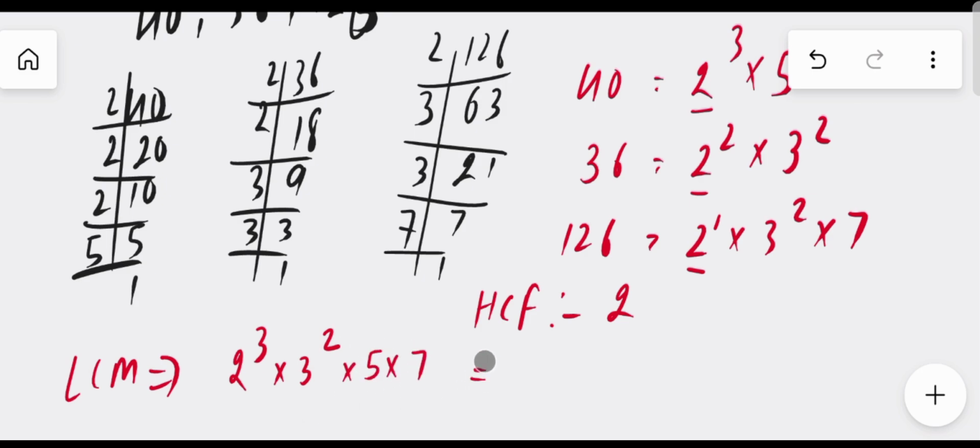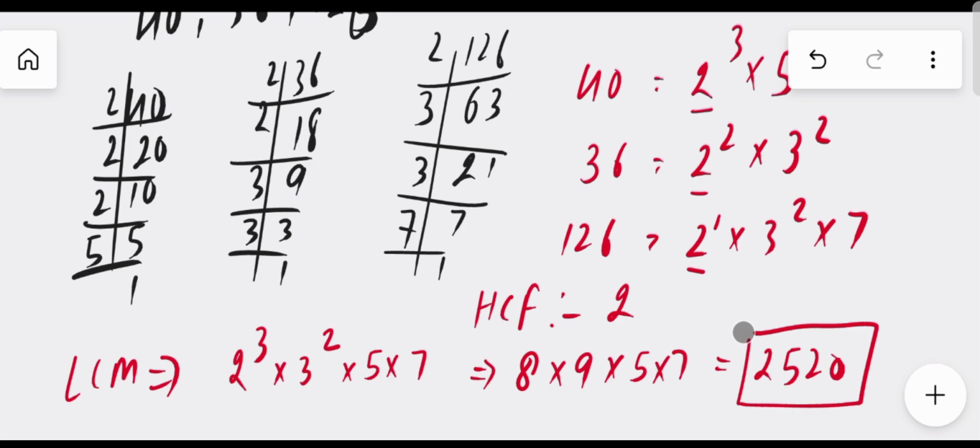So what is 2 raised to the power 3? That is equal to 8. 3 raised to the power 2 is 9, and then 5 and then 7. So multiply. The final answer is 2520. This is your LCM, and this is your HCF.